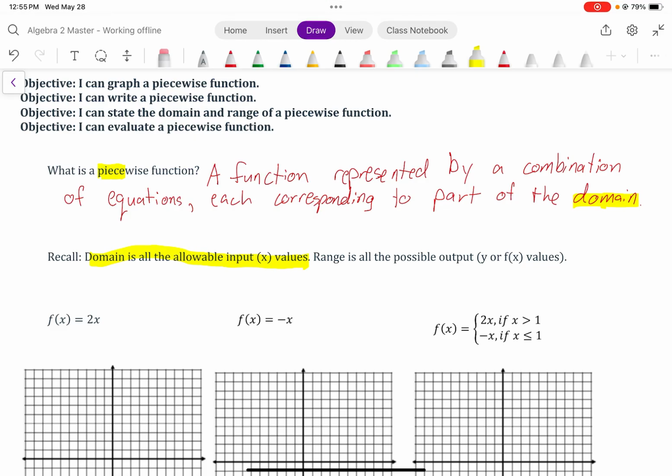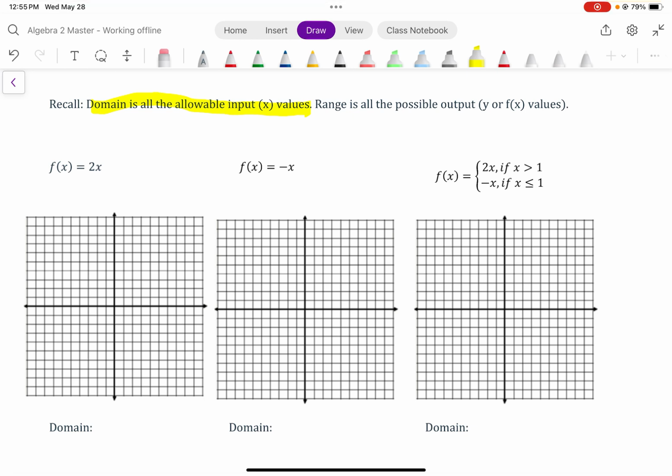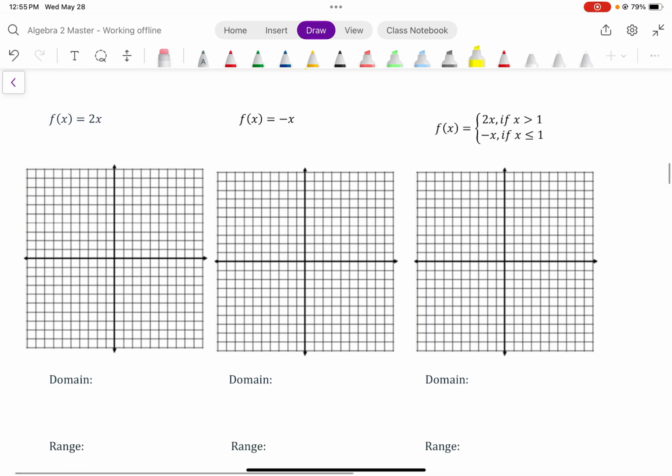For example, if I had the square root of x, I can't put in a negative value for x. I would get non-real answers at that point. So I need values of x that I can plug in. And then the range is all possible output values, so what you get from your equation. So we're going to do three graphs side by side, talk about domain and range in each of them.